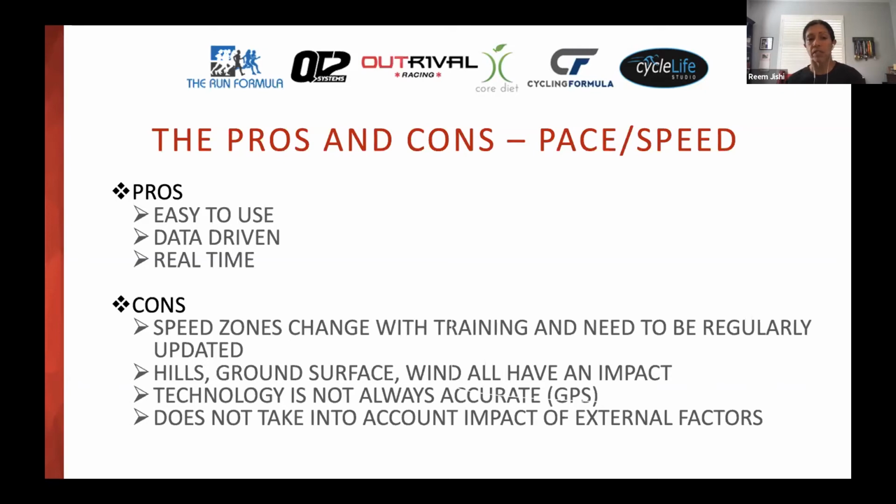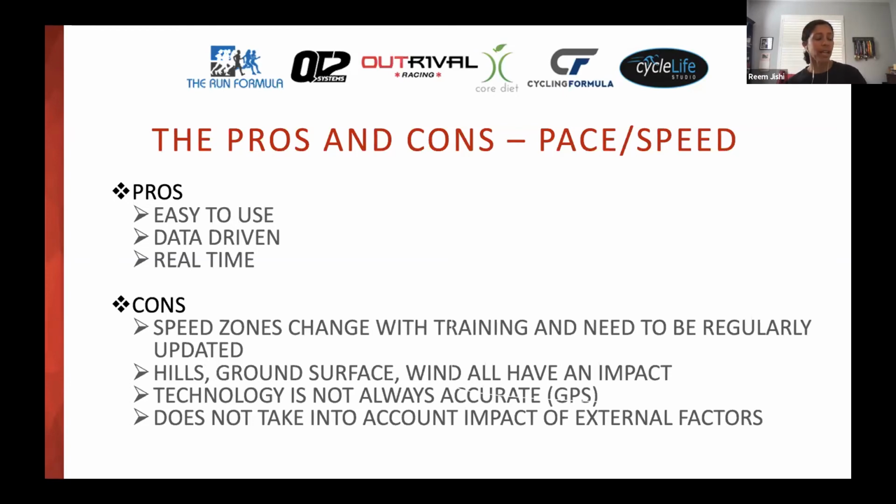Ground surface is different. If you're running on a trail versus running on asphalt, you're going to have different speed. Technology, like sometimes the GPS, if you're running in a city or it's cloudy out, your GPS might not pick up your speed. If you're running curves versus running tangents, it's not always perfect in terms of speed.